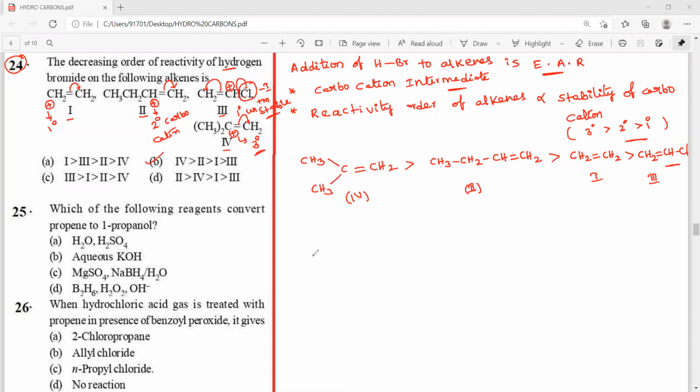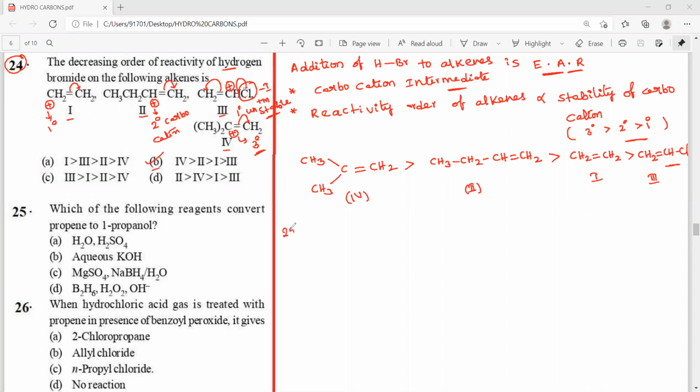So this is about the 24th question. We already know that it is an example of an electrophilic addition reaction, also known as Markovnikov addition reaction. In electrophilic addition reactions, they form carbocation intermediates. So the reactivity order of alkenes in electrophilic addition reactions is directly proportional to the stability of the carbocation. Okay, students, so according to that, the correct answer is B option.